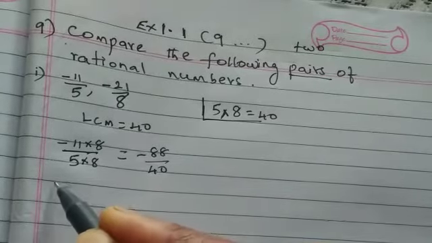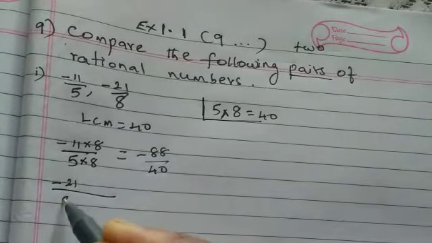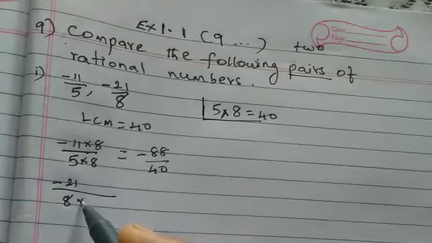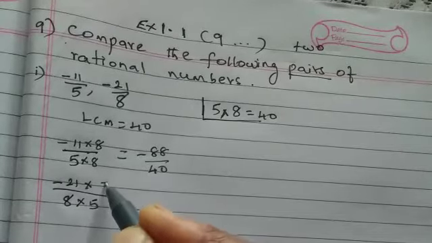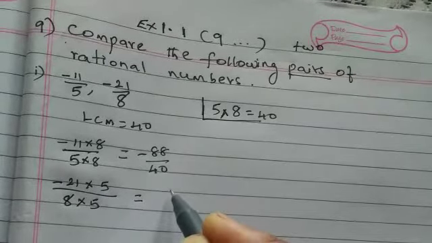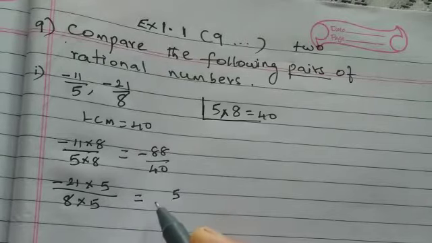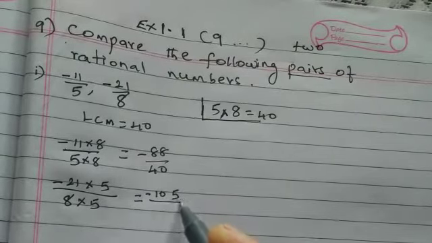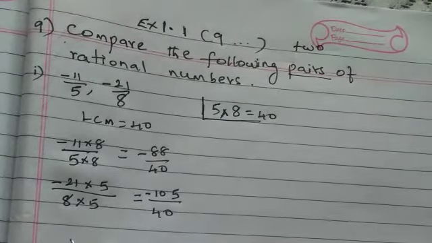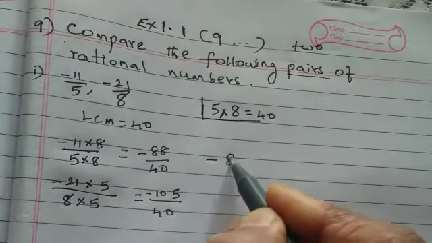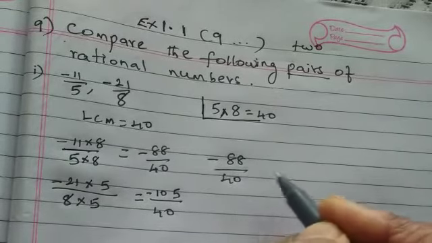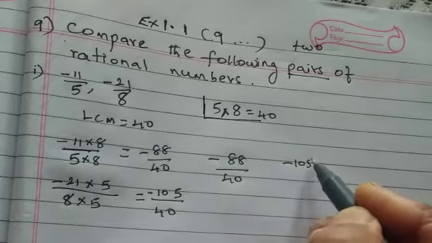Now take the second number minus 21 by 8. And 8 into what is 40? 8 5s are 40. Numerator also multiply by 5. When you multiply, we get 5 1s are 5 and 5 2s are 10. Negative sign, and 5 8s are 40. Now we have to compare minus 88 by 40 and minus 105 by 40.